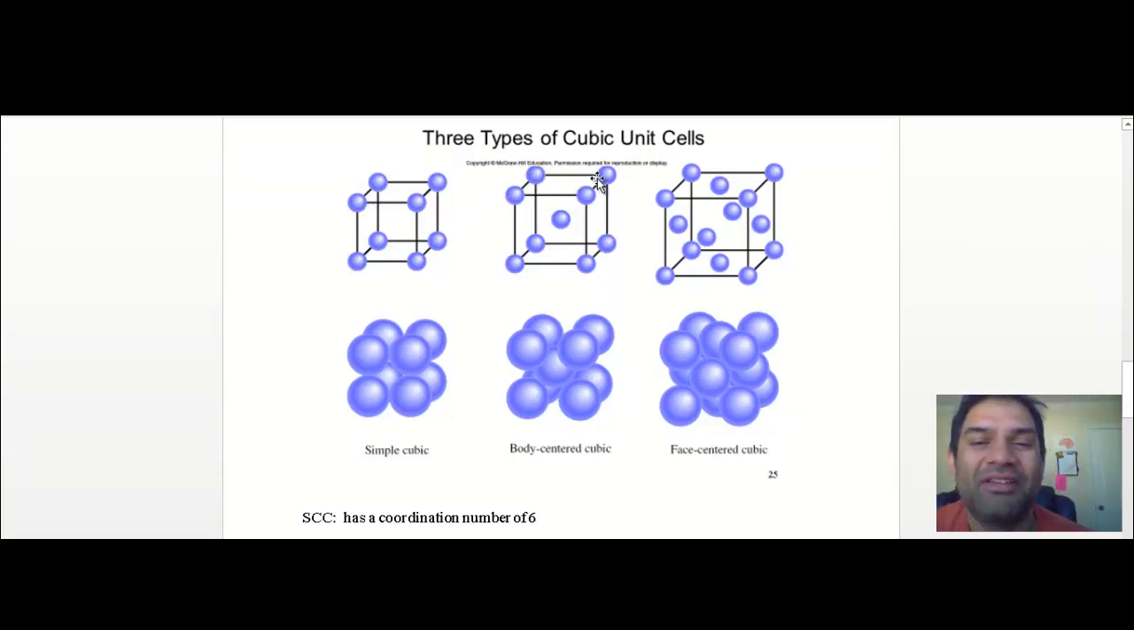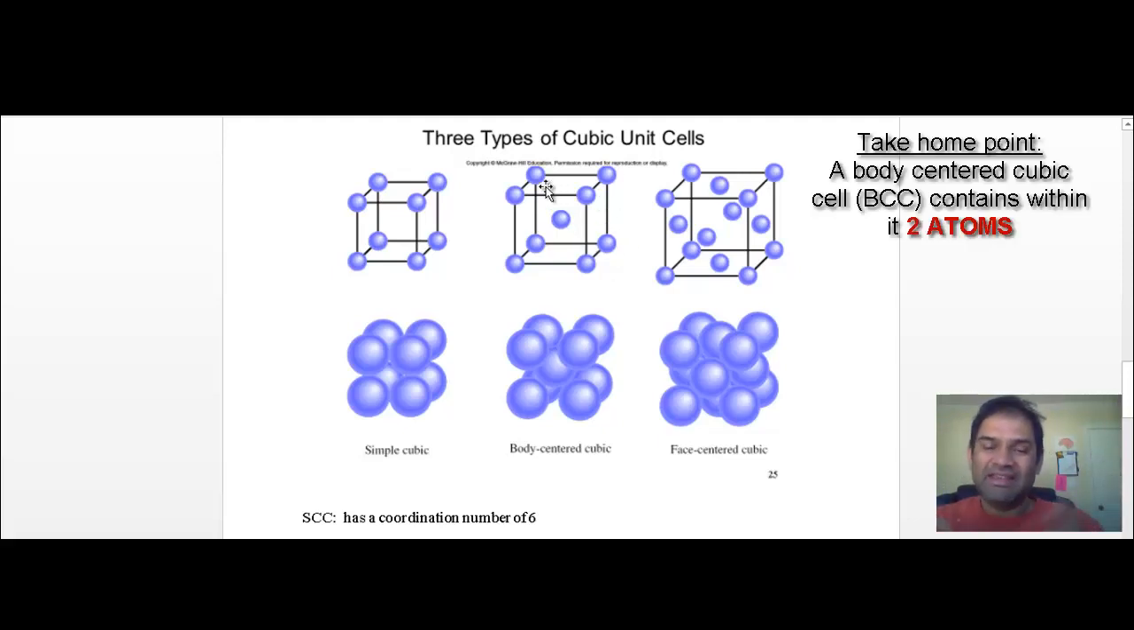In a body-centered cubic unit cell, you have the same arrangement: 1/8 of an atom in each of these corners. But you also have a full atom right smack dab in the center of the cube. So the number of atoms inside a BCC, body-centered cubic, is going to be 2.